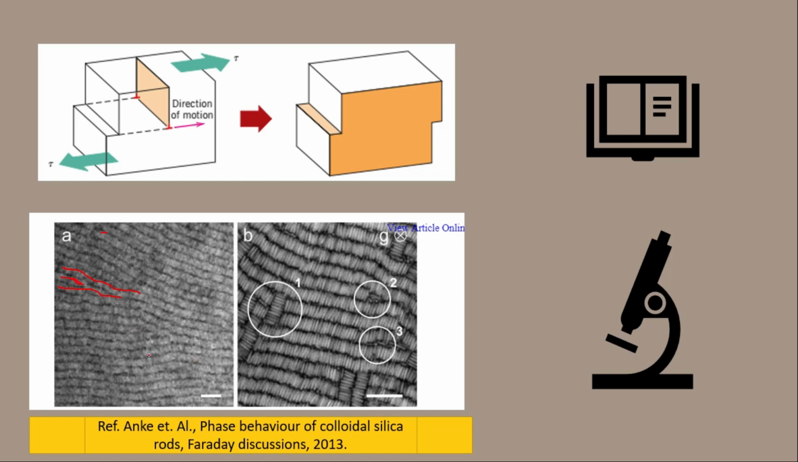Same is the case here, there are multiple extra half planes. So this is one plane of atoms that is moving this way. There's another plane of atoms that is moving this way, but there's one half plane, and there's another half plane here, right? And it gives rise to another phenomenon which we will discuss later in this lecture. So this is how it looks under the microscope.